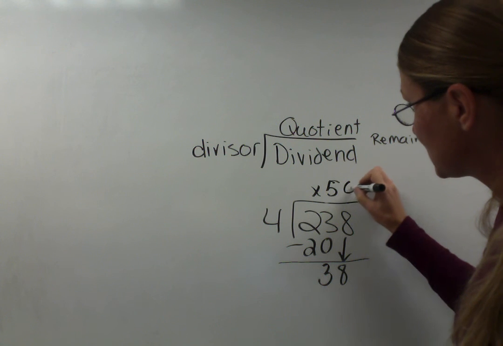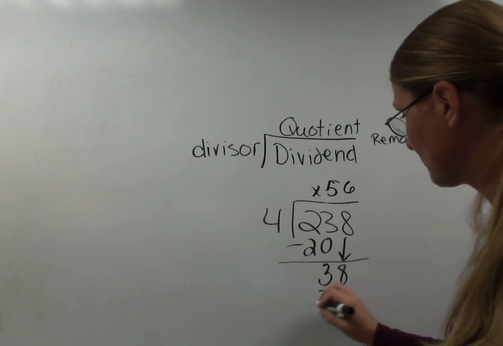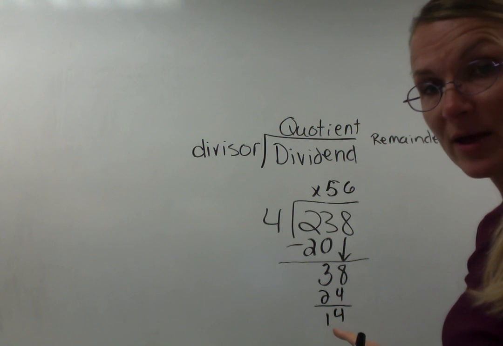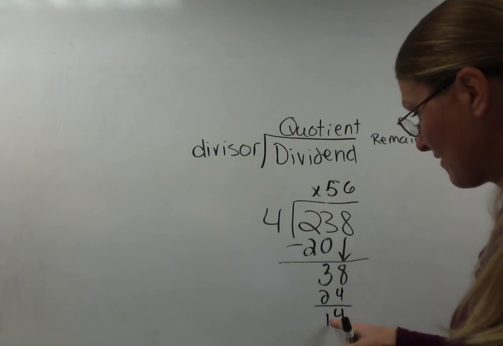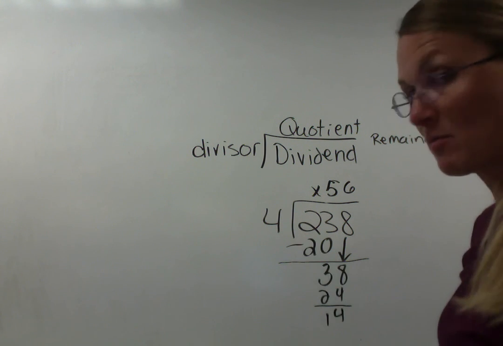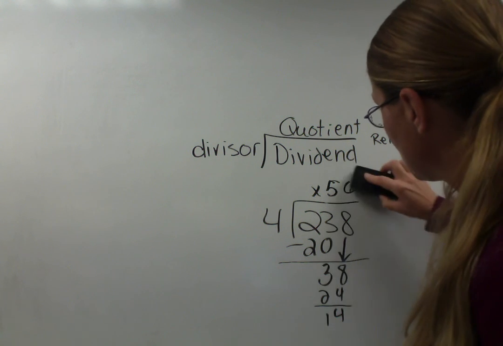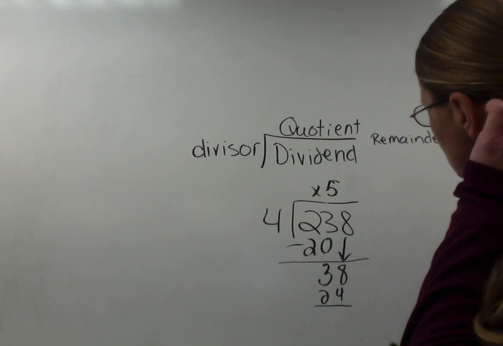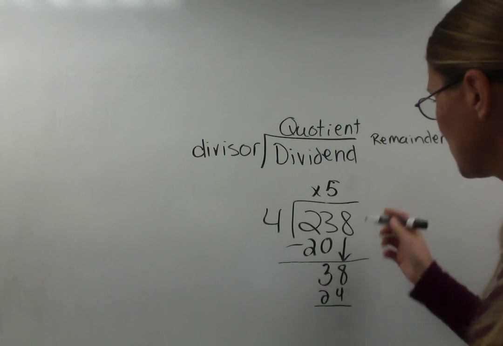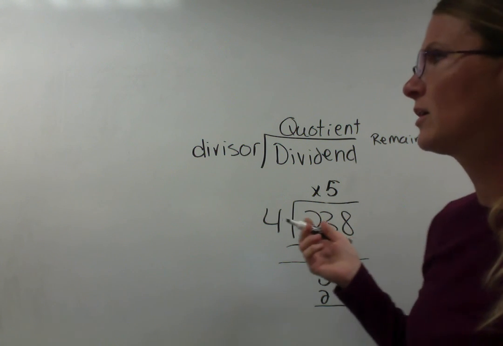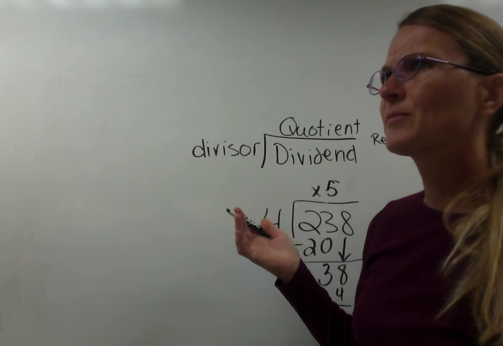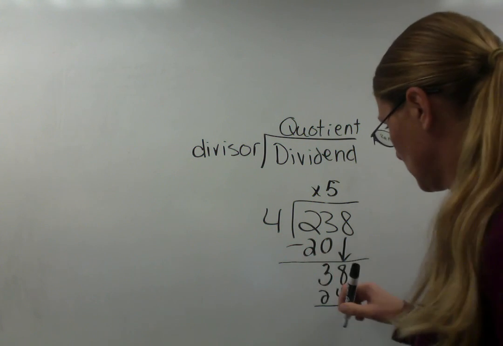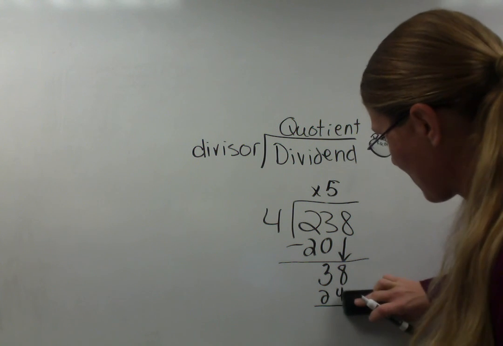If I put 6 here and I subtracted 24, I would have 14 left over. That's way too much, because if I have 14 left over, I can make more groups of 4. So that's how I know that's not going to work. I need a bigger number there. 6 wasn't big enough. I had 14 left over. So what about 2 more groups of 4? That would be 8. 4 times 8 is 32. But I think I can go higher.